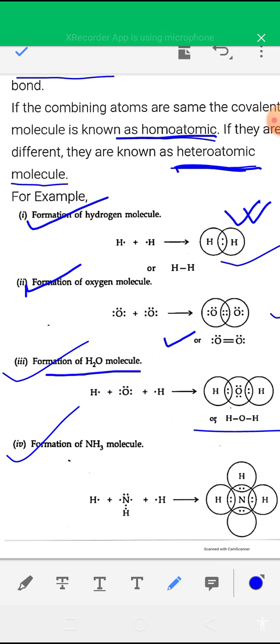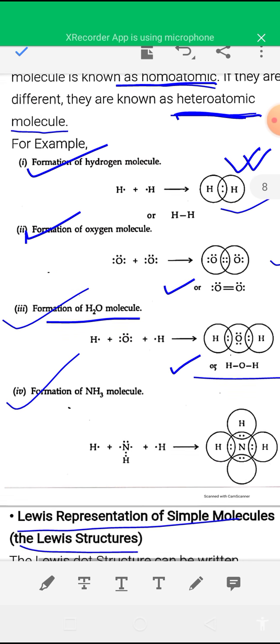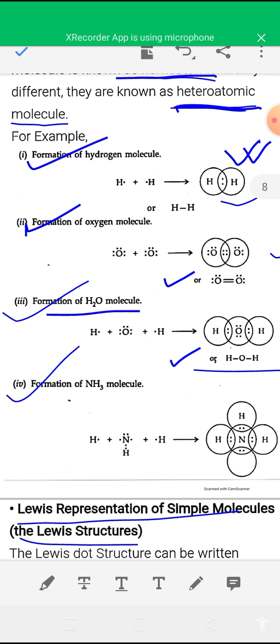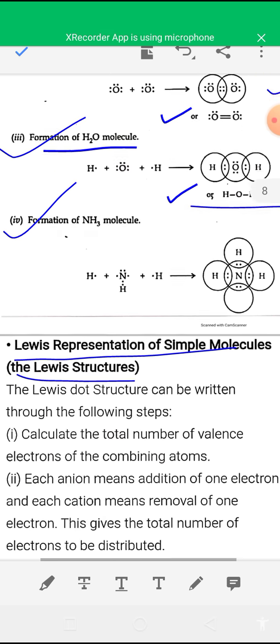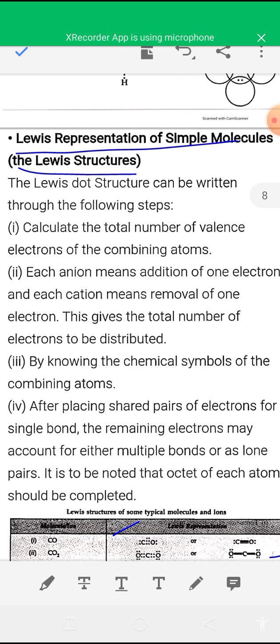Formation of water, the electron dot structure of water is given. There is a single covalent bond between each hydrogen and oxygen in water. All this Lewis dot structure you have already studied in class 10. The electron dot structure of ammonia is also given here. Single covalent bonds are present in ammonia. Each nitrogen hydrogen bond is a single covalent bond.